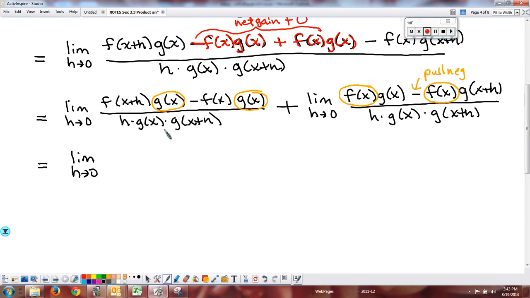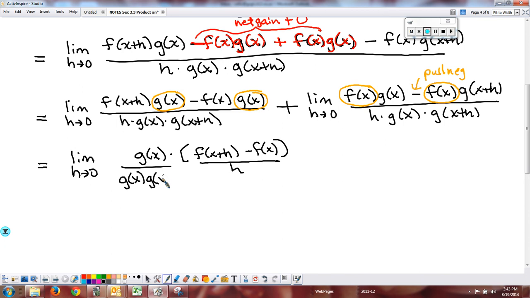I'm going to pull some of these out as well to work with this. I'm going to have my g of x times, when I pull it out, f of x plus h minus f of x. I'm going to go ahead and put the h over here, and then over here I'm going to put the g of x plus h. Okay, just rearranging it in a nicer fashion. And I'm going to do the limit as h goes to 0, and we're going to pull negative f of x out.